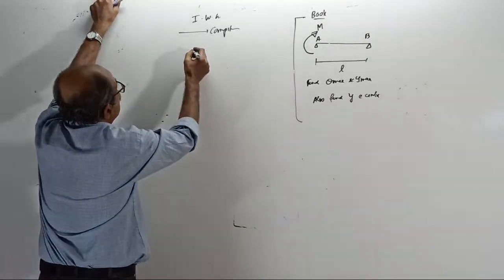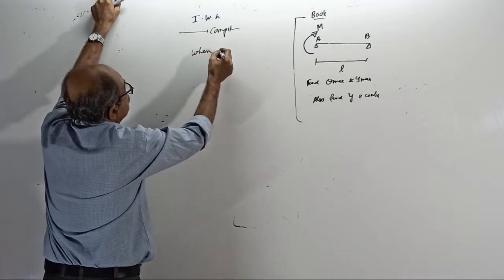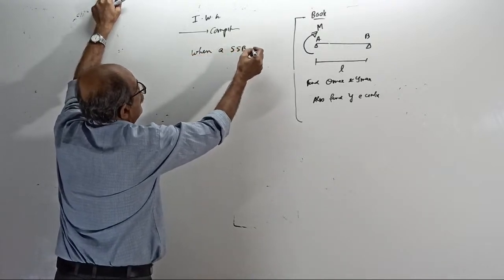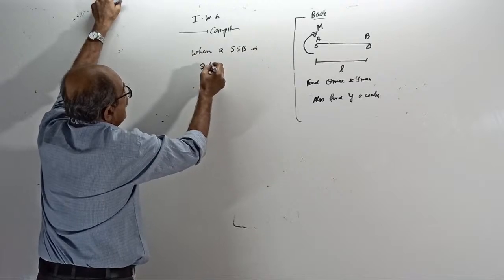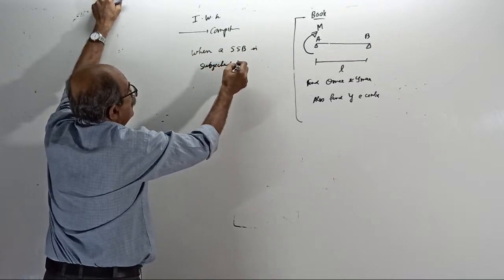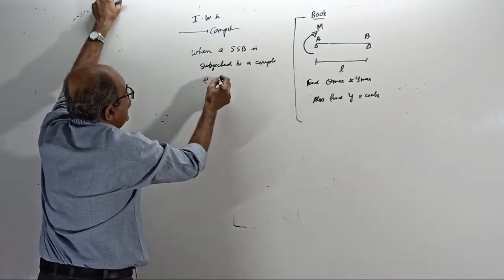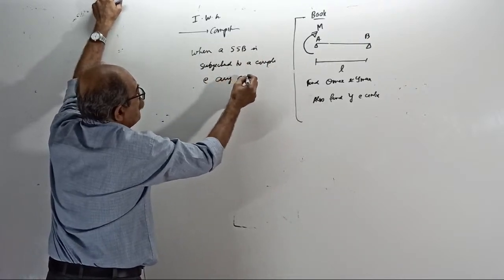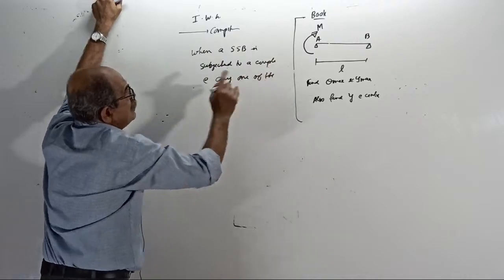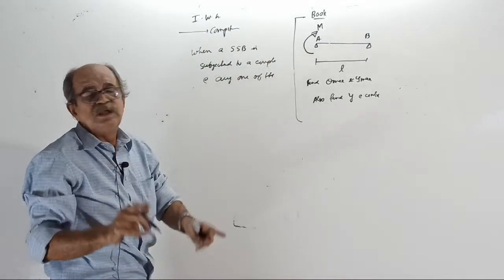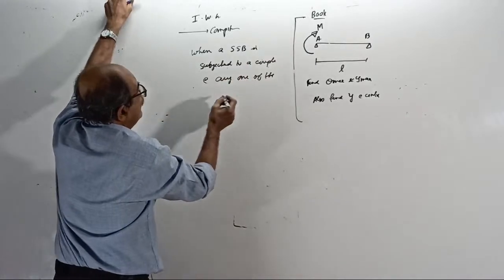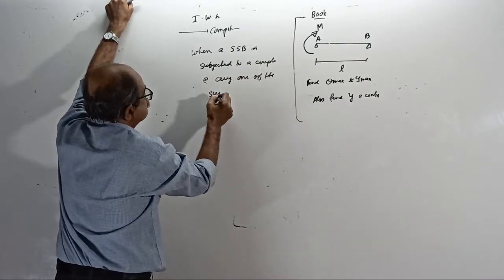One note. When a simply supported beam is subjected to a couple at any one of the supports, I will not tell left support, right support. The formula is general. It is one of the supports.